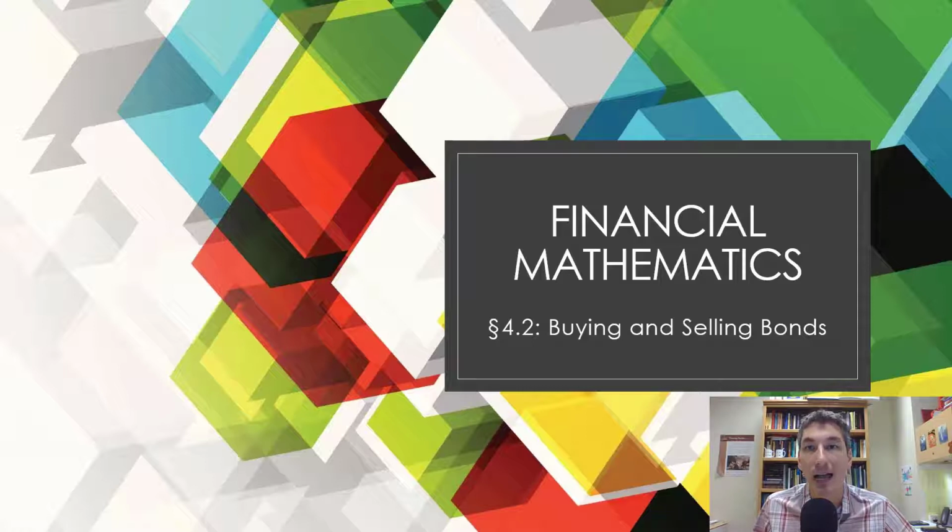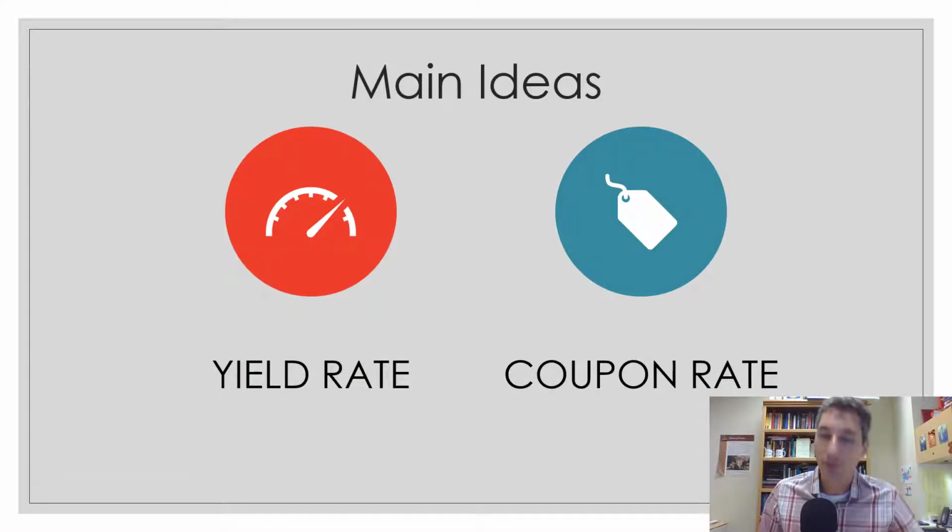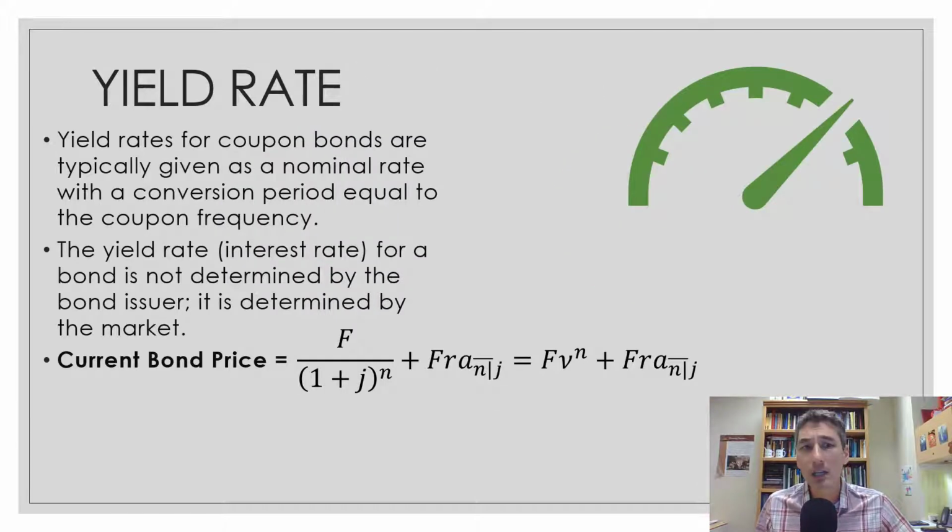This time we're looking at buying and selling bonds from section 4.2. Let's get started. So the two main ideas, yield rate and coupon rate for bonds. Let's take a look. First, the yield rate.